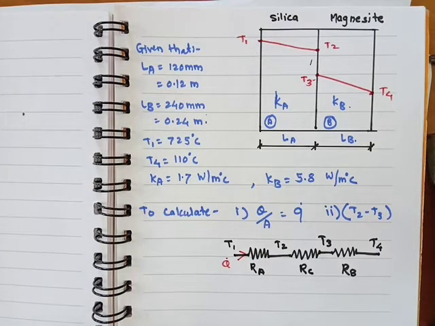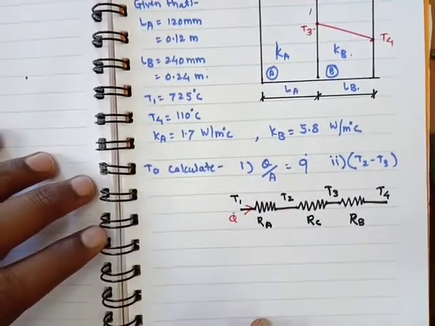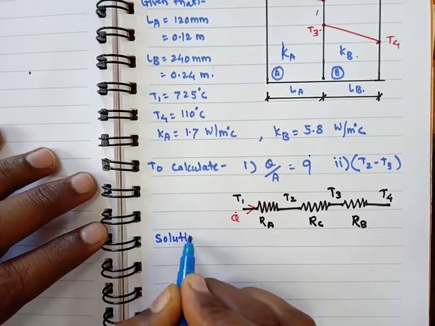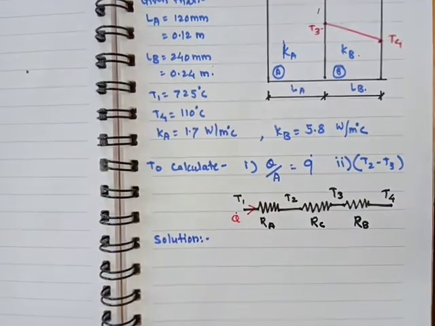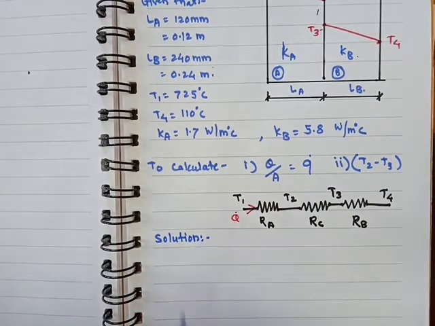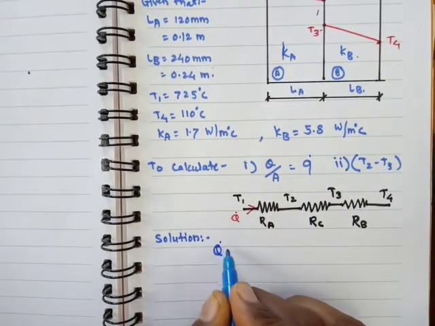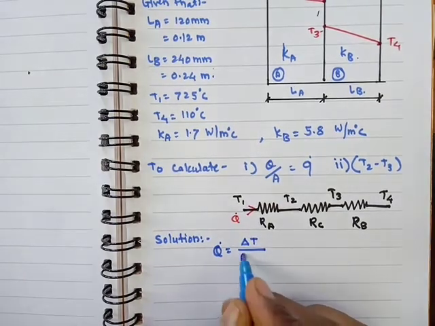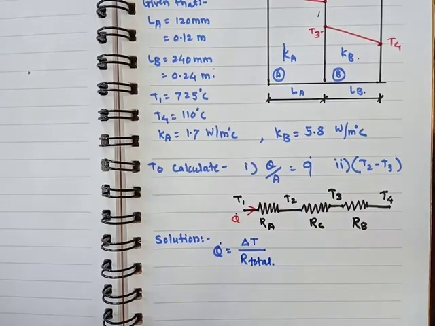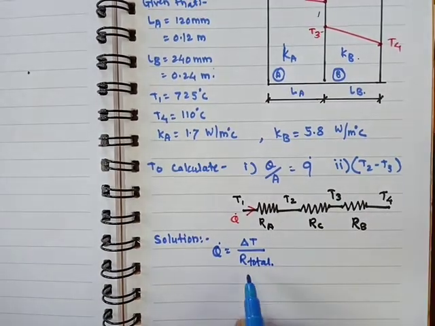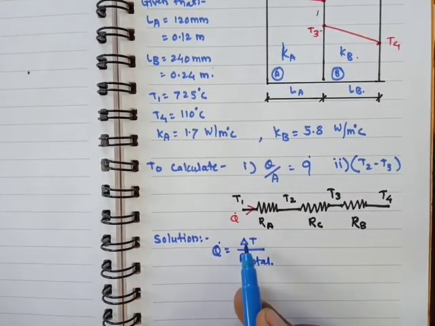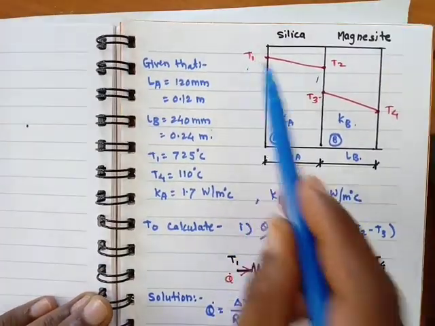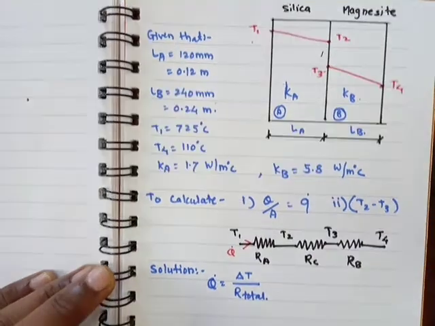Now the solution for this problem. So what do we have? We have the formula Q is equal to delta T divided by R total. Here R total is the total thermal resistance, and delta T means the total temperature difference. So the total temperature difference indicates T1 to T4.